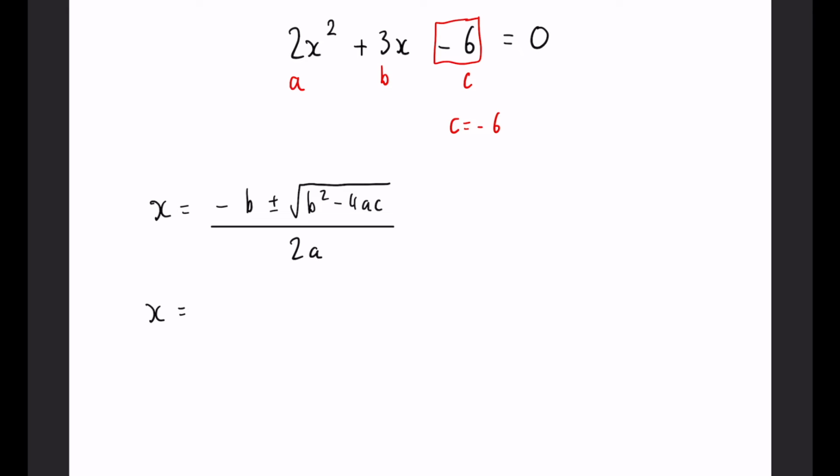And again, all we do is sub those numbers in. Minus 3 plus or minus the square root of b squared, which is 9, 3 squared, minus 4 multiplied by a, which is 2, multiplied by minus 6. Now we will come back to that one in a minute. All over 2 times a, and a this time is 2, so it's going to be 2 times 2 to give us 4.